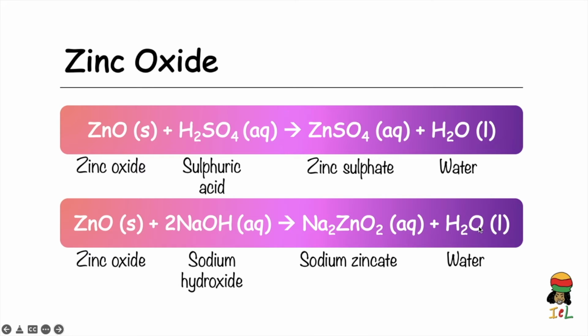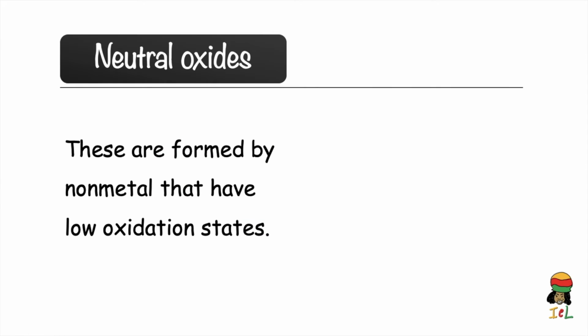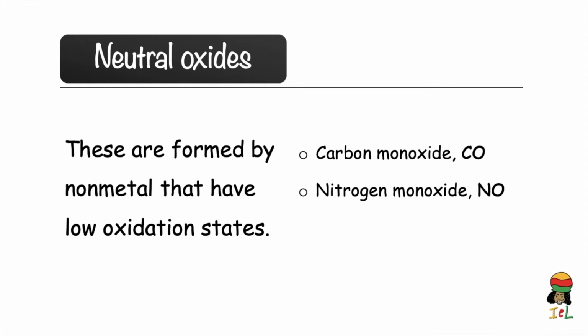The last group of oxides we're looking at are the neutral oxides. These are formed by nonmetals that have low oxidation states. Examples include carbon monoxide CO, nitrogen monoxide NO, and dinitrogen oxide N2O.